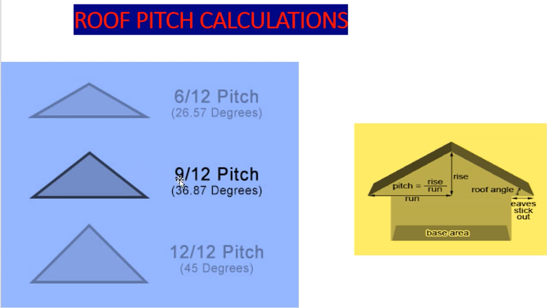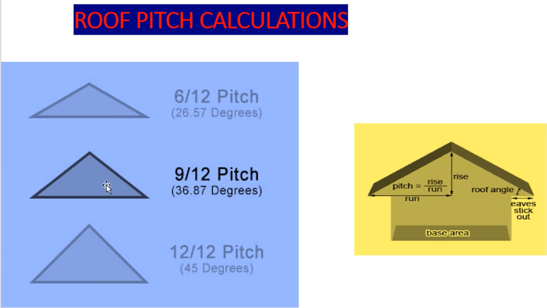Let's look at the second. We have 9/12 pitch. So it means it's 9 rise, and then we are running horizontal, we are going 12. So for every 9 you rise, you run 12. If you calculate that one, what is 9 divided by 12? 9 divided by 12 gives us 0.75. So for 0.75, we find the tan inverse for us to be able to get the degree. It's giving us 36.87 degrees.